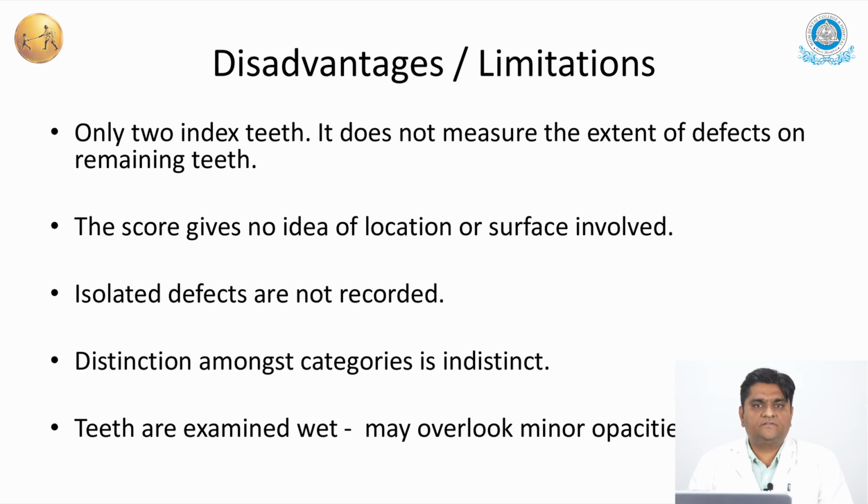Coming to the disadvantages or the limitations of this index. Now remember, here we record only the 2 index teeth, so it does not measure the extent of defects on the remaining teeth. And the score gives no idea of location or surface involved, and isolated defects cannot be recorded through this index. Distinction amongst categories is not very proper, and teeth are examined wet and that may overlook minor opacity. So these are a few of the disadvantages of the Dean's Fluorosis Index.